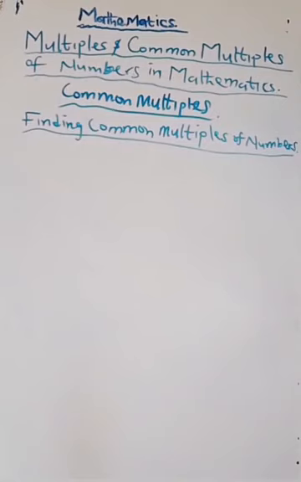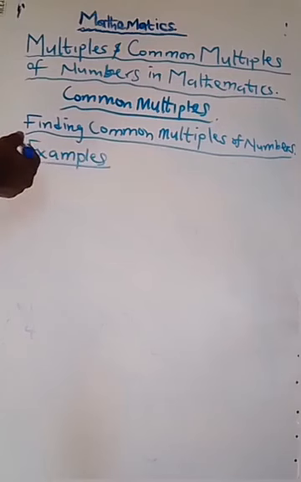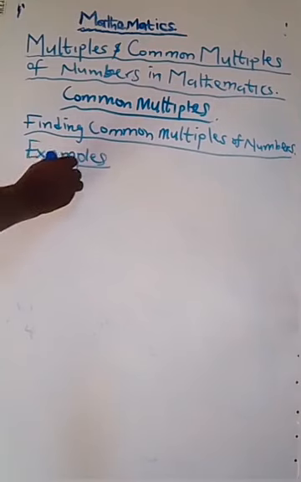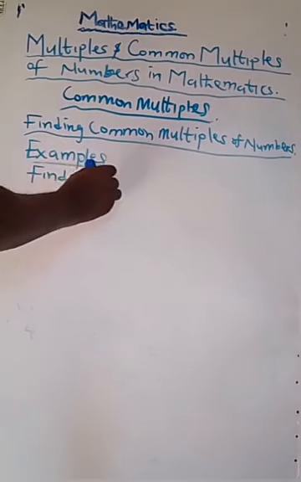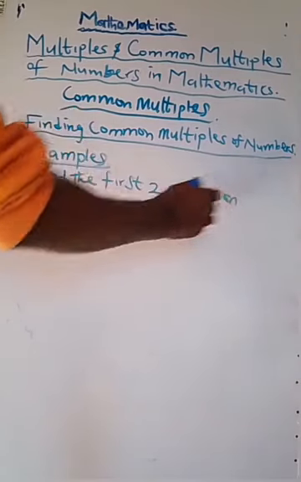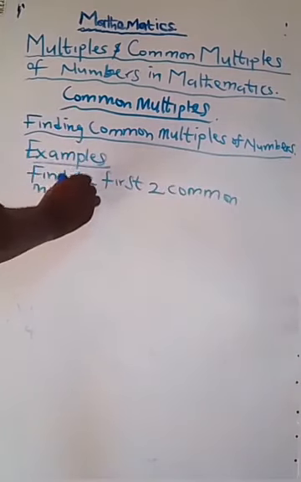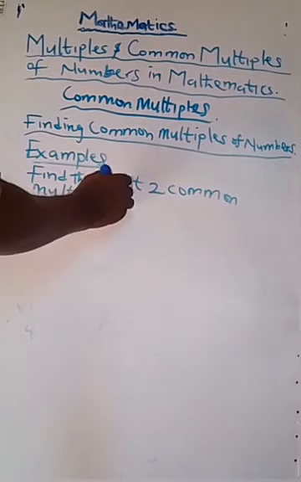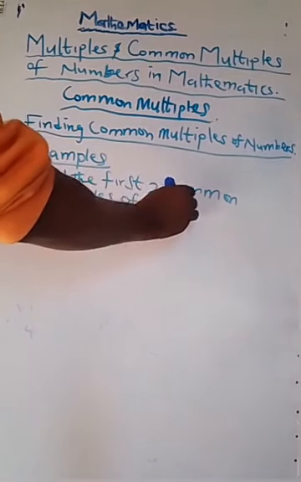Now, let us look at how to find common multiples of numbers in mathematics. The other time we explained how you can find multiples of a number. Now I want to look at how to find common multiples of numbers. Let us use examples to guide us. Let's say we have a question that says, find the first two common multiples of the following.